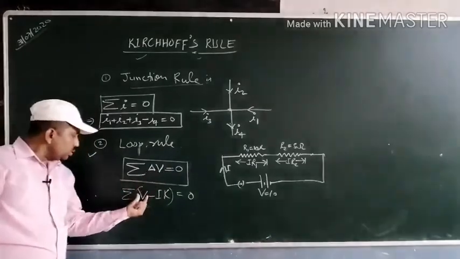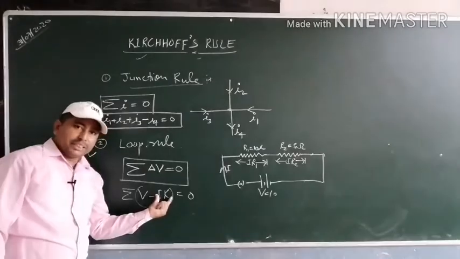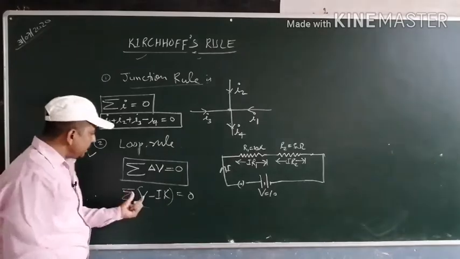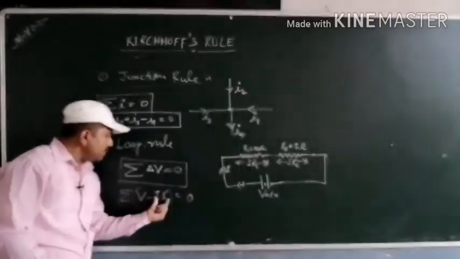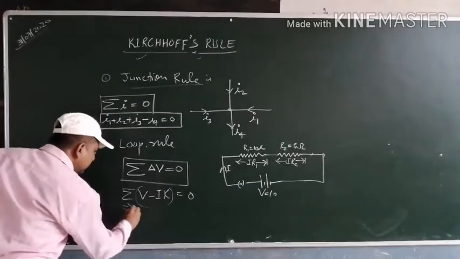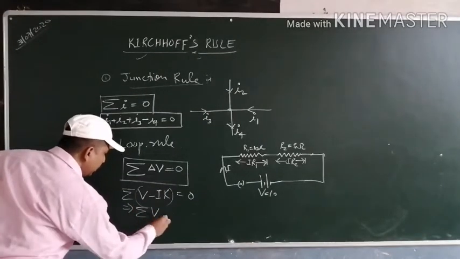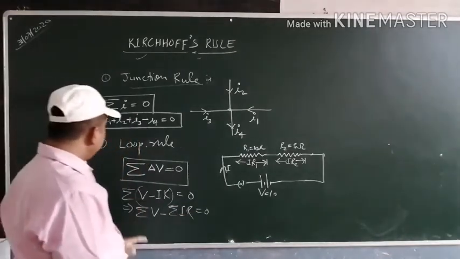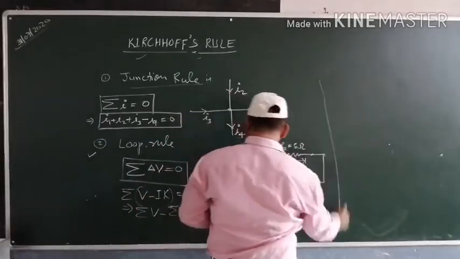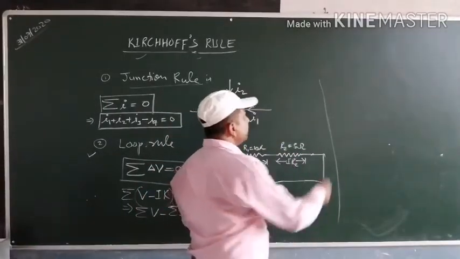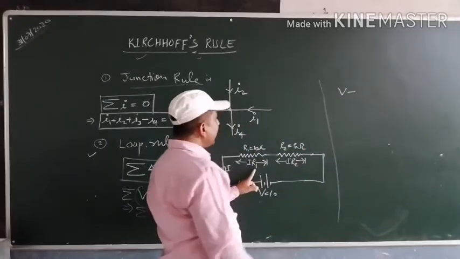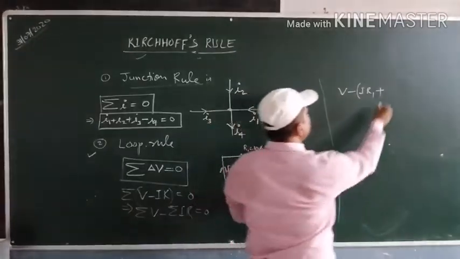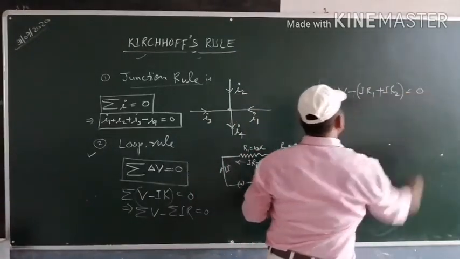Change in potential means the source of the potential minus the sink, that is, the drop of potential in the loop. So the total algebraic sum of the sources minus the total algebraic sum of the sinks is always equal to 0. This can also be written as sigma of V minus sigma of IR is equal to 0. If we apply it to the circuit, we get V minus IR1 minus IR2 is equal to 0.